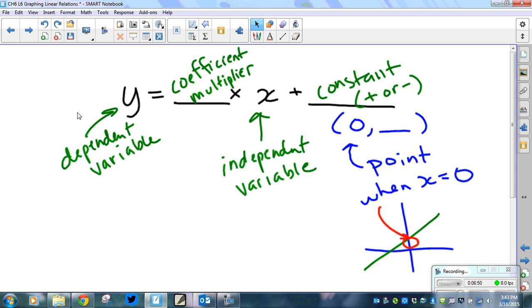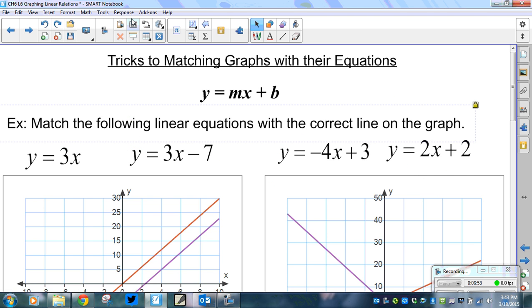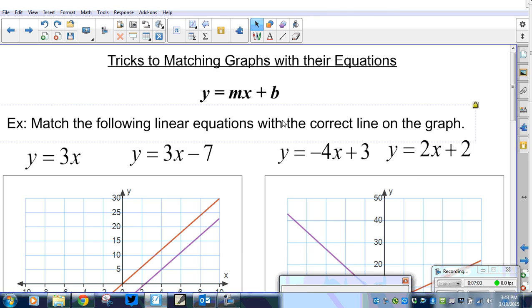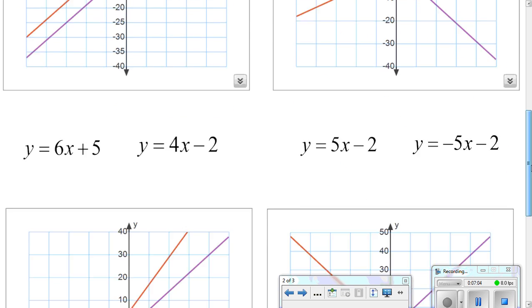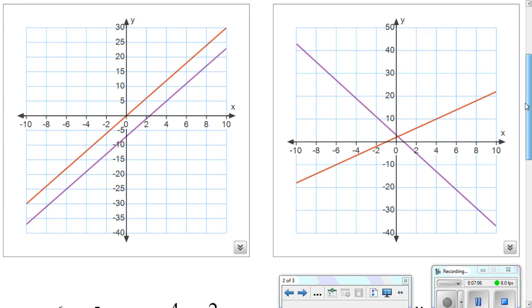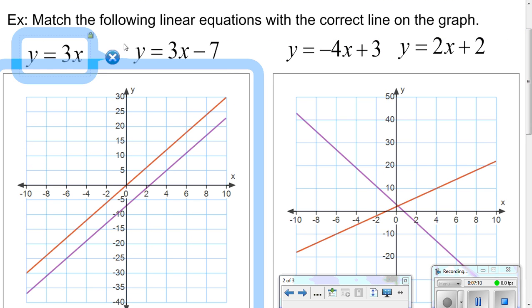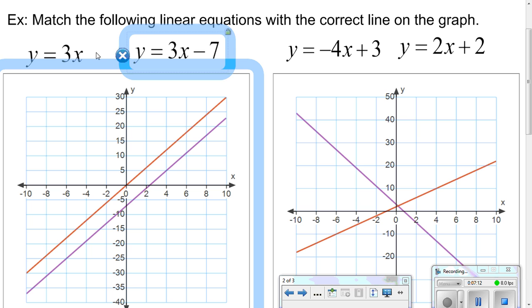So these are two important points. So we're going to look at a couple examples and try to figure out what the equation is from looking at the graph. Okay, so full screen. I'm going to do probably the first one for you, and then I'm going to ask you to do the other ones. So what happens is there are two equations for each graph, okay?